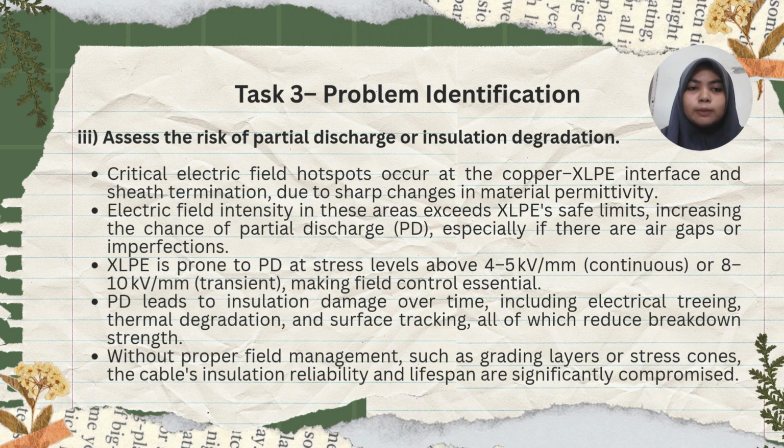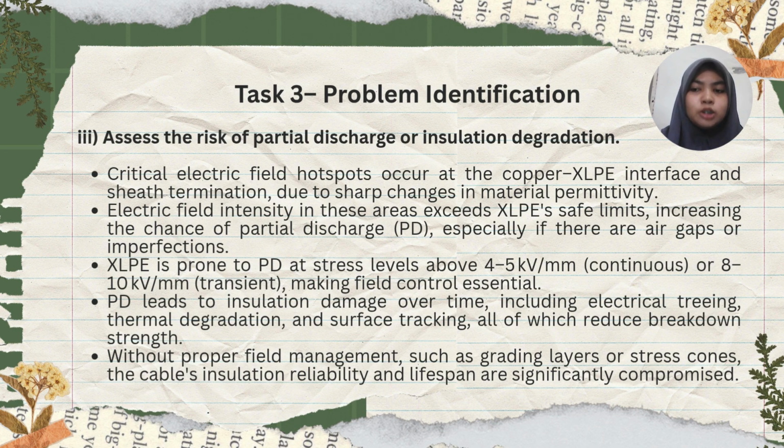The third problem identification will discuss partial discharge and insulation degradation. This slide evaluates the risk of partial discharge and insulation degradation in high voltage cable. Simulation results show that the electric field in a critical area, particularly at the conductor XLPE interface and at the sheath termination, exceeds the safe operation limit for XLPE insulation when the field goes beyond about 4 to 5 kV per millimeter during normal condition, or 8 to 10 kV per millimeter under overvoltage.